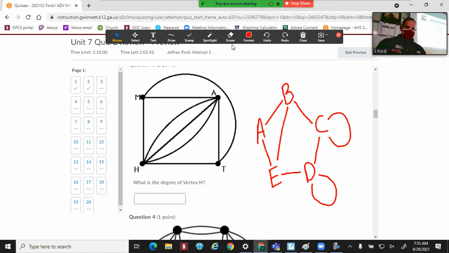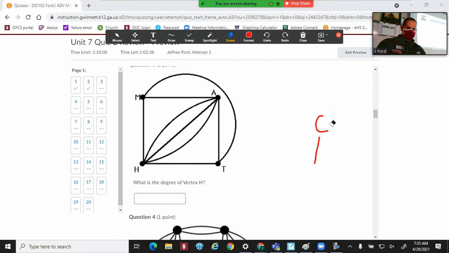All right, here we go. Let's clean this up a little bit. What is the degree of vertex H? Remember, finding a degree is basically how many lines are actually touching it. If you look at vertex H right here, how many lines are actually connecting it? Well, let's see. There's one, there's this curved thing, there's this one, there's this little curved thing, and a straight line. 1, 2, 3, 4, 5. Answer is 5. Pretty simple.